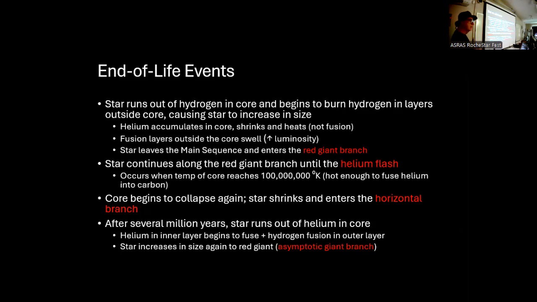And after 7 million years, the star runs out of helium in its core. So the second source of fuel, helium, becomes exhausted. As helium in the inner layer begins to fuse, and you continue having hydrogen fusion in the outer layer, again the star increases in size, a red giant, increases in luminosity, decreases in temperature of those outer layers, and enters the asymptotic giant branch.